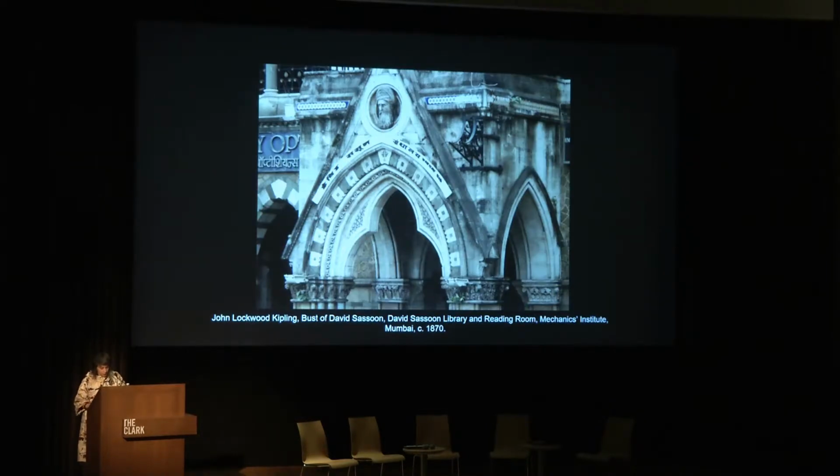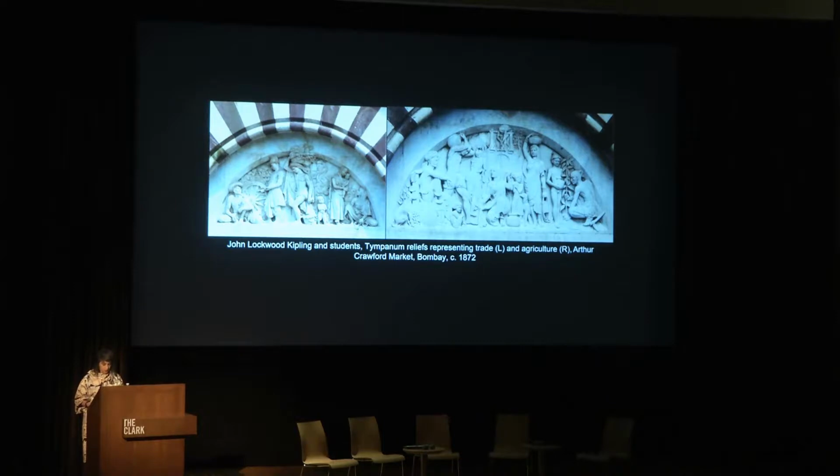With Kipling as teacher and subsequently principal, the JJ School in Bombay was instrumental in the building of the modern city, whose Gothic revival facades are adorned with works by Kipling and his students, such as this bust of David Sassoon, a Baghdadi Jewish businessman and philanthropist. At Crawford Market, located on the same street as the JJ School, they contributed tympanum reliefs representing trade and agriculture, which reflected Kipling's South Kensington training, classical tastes, commitment to craft, and understandings of India as market and village.